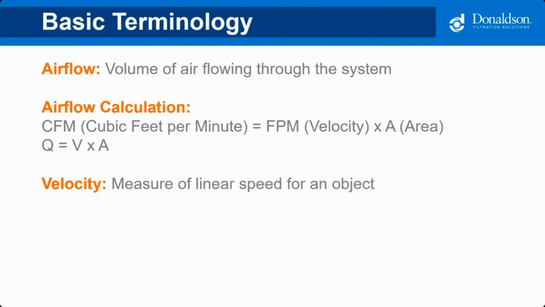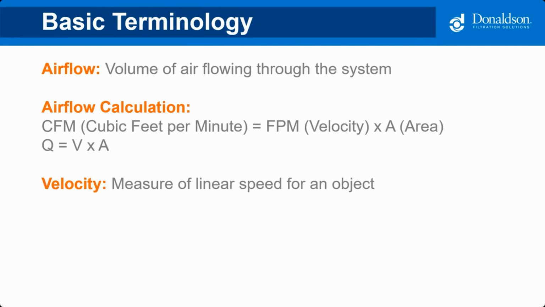There are many different terms and calculations to learn when it comes to designing a system, but I wanted to go over just a few basic ones. The first being airflow. It is the total volume of air being processed in 1 minute. It is expressed in cubic feet per minute, or CFM. You can calculate airflow by taking the velocity of the air, or the linear speed, and multiply it by the duct area or cross-sectional area of the duct.